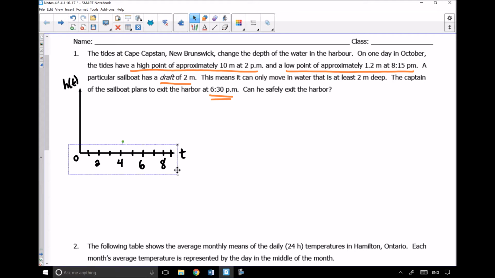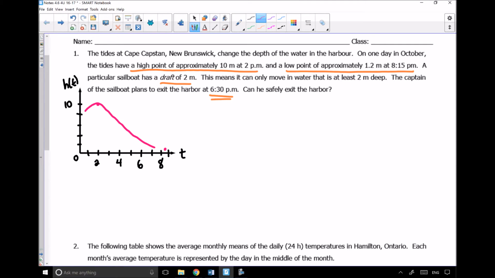Now that I've done that, I'm going to figure out what my height is going to be right here. I know that the maximum is going to be 10 and the minimum is 1.2, so I'm just going to go up by 2's right here: 2, 4, 6, 8, 10. And I'm going to graph out my information. I know that at 2 p.m. we have a height of 10, and that at 8:15 p.m. we have a height of 1.2. And I know that my graph is going to look something like this, and it'll continue to go this way.